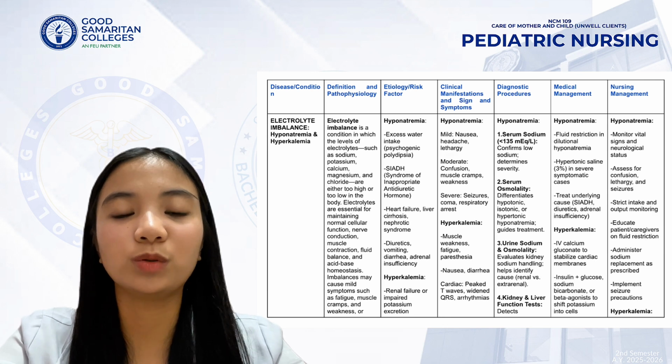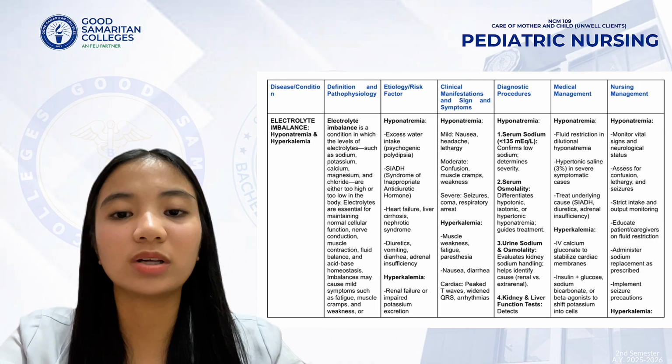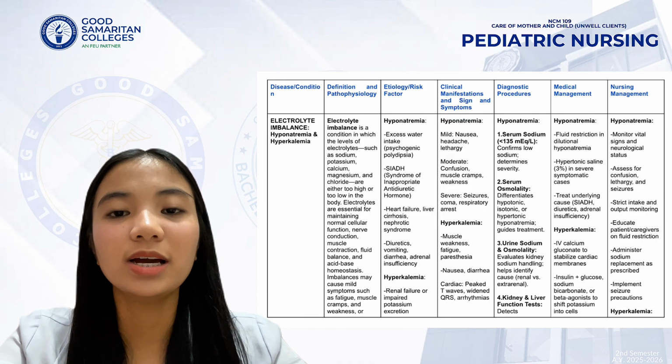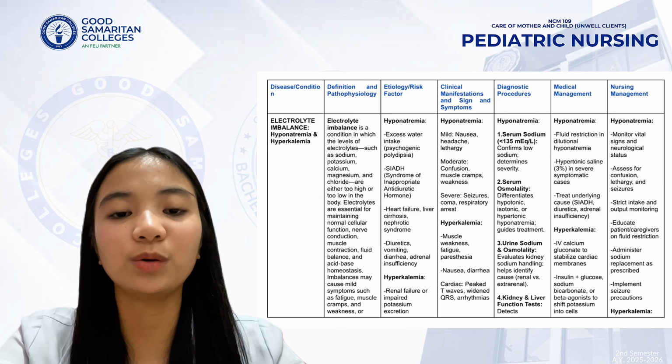Next, urine sodium and osmolality are also evaluated to determine how the kidneys are regulating sodium and water balance, helping differentiate whether the cause is renal or non-renal. Additionally, kidney and liver function tests are performed to identify possible underlying conditions katulad ng renal failure or liver disease that may contribute to the electrolyte imbalance.